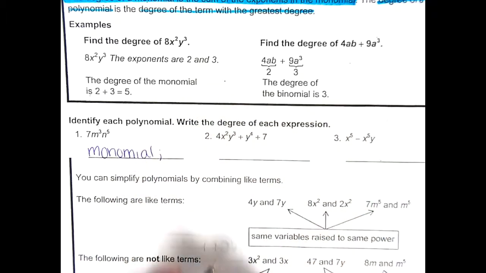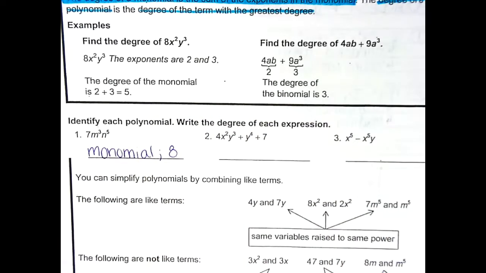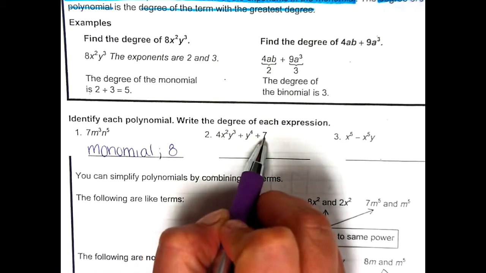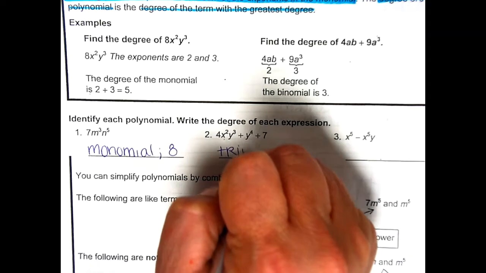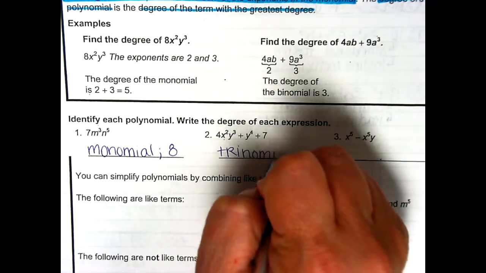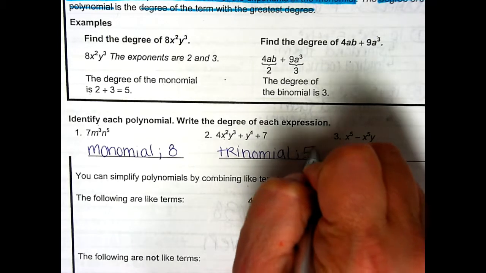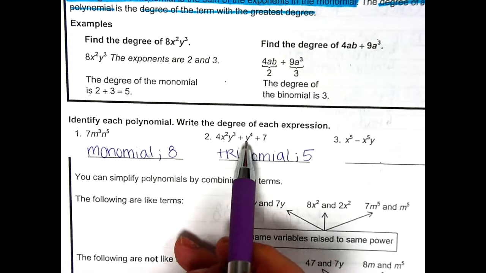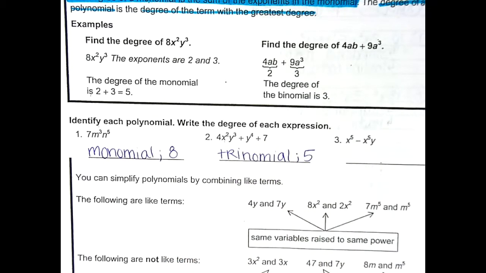And its degree is going to be 8 because there's a 3 and a 5, and 3 plus 5 is 8. The second, you can see there's 1, 2, 3 terms, so this is a trinomial. And its degree is going to be 5. Because the first one we have a 2 and a 3, which is 5. The second term is to the 4th, and the third one doesn't have any.